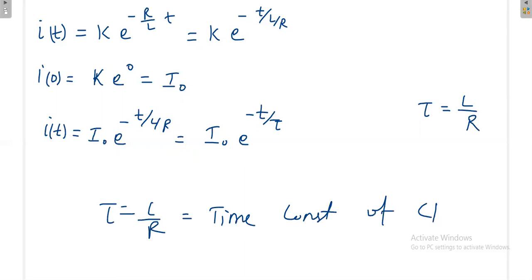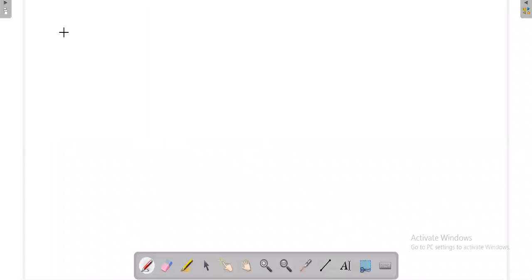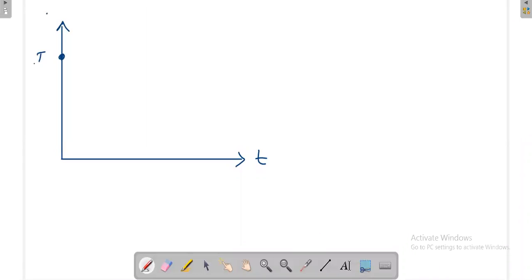Now we will plot this function with the diagram. It is like this, and this is time. This is the current. Initially the current is I naught. Then gradually it decreases, then it reaches 0. Around 5 tau it reaches 0. Then see what is happening at t equal to tau.